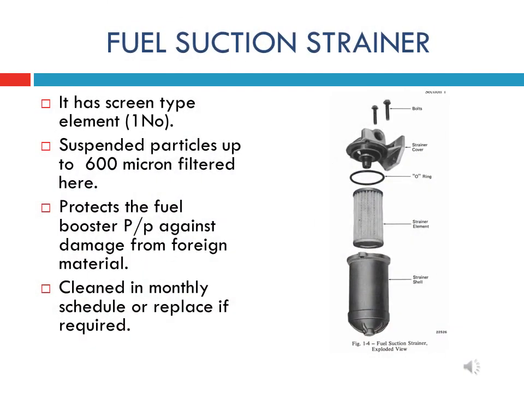Fuel suction strainer. Suction strainer is connected in the system before fuel booster pump and between fuel tank and fuel booster pump. This filters the fuel oil and protects the pump against damage from foreign material. It is usually cleaned in monthly schedule and renewed after 180 days. Rubber O-ring is the important part and normally it is to be replaced while replacing the strainer element after 180 days.